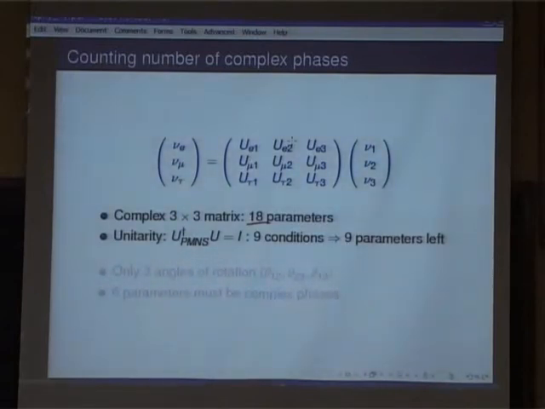Now we know that out of these 9 parameters, there are only 3 angles, because if all phases are 0, then it's a real matrix, and we know that angles can tell us everything about a real matrix. So if there are only 3 angles, then there should be 6 phases.